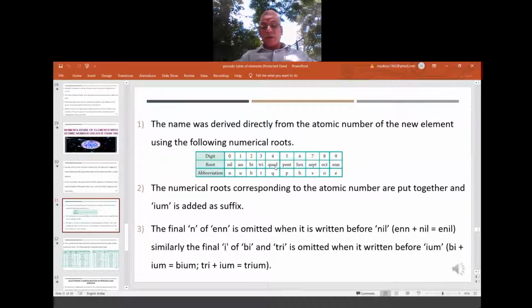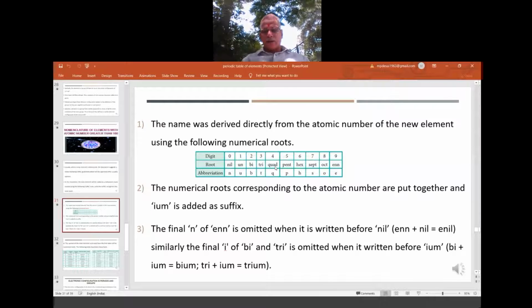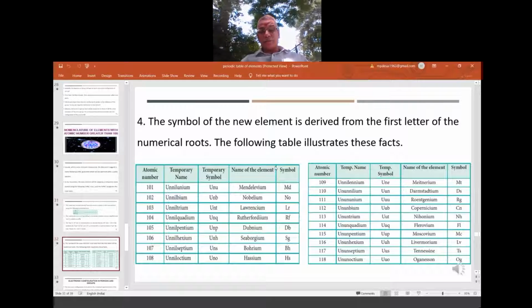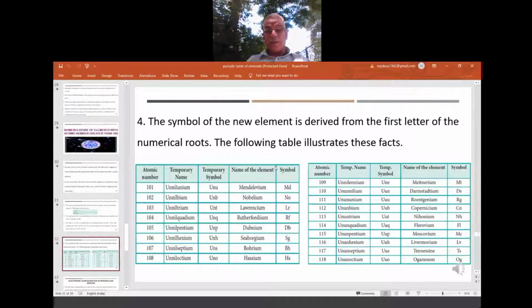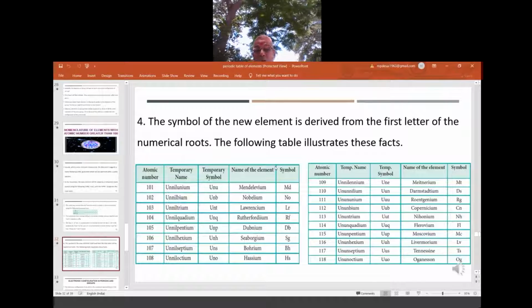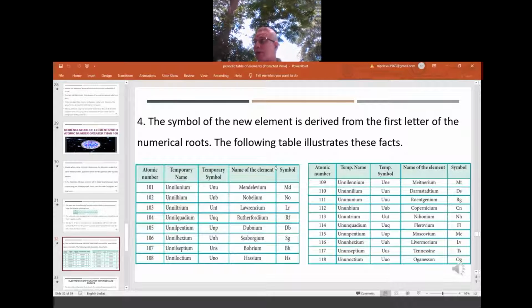At the end we add the suffix ium. Now why ium? Because most of the element names end with ium: potassium, sodium, niobium, vanadium, tantalum, rubidium. So ium is normally used as a suffix for naming, and keeping this in mind, IUPAC also allows ium at the end. Now an example. Examples make it clear. This table is available in the textbook, so I will discuss only a few examples. Remaining examples, kindly go through.